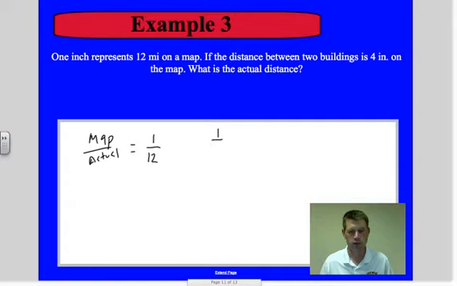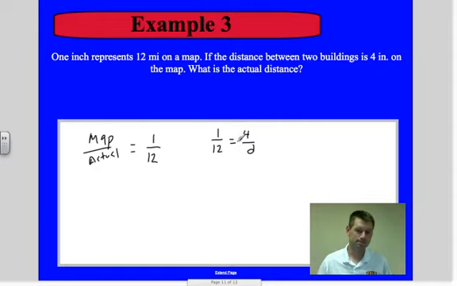So we say 1 to 12. Well, how many inches on the map? It was 4 inches on the map compared to the actual distance. So we might use D for distance. We don't really need our units here, so I'm going to erase that, not for right now. And again, we're back in the proportion.